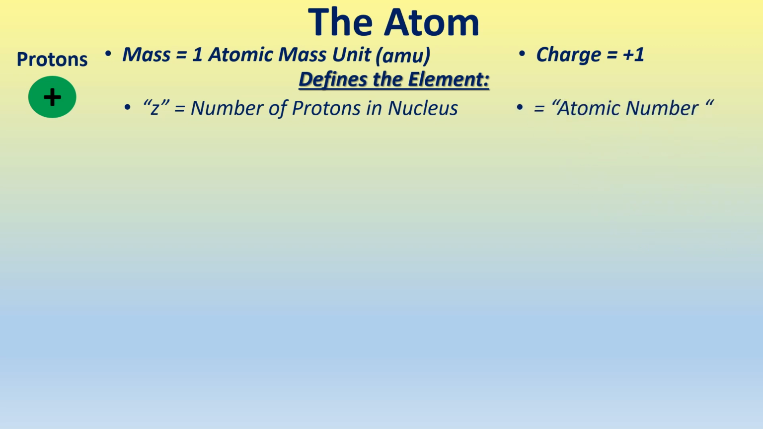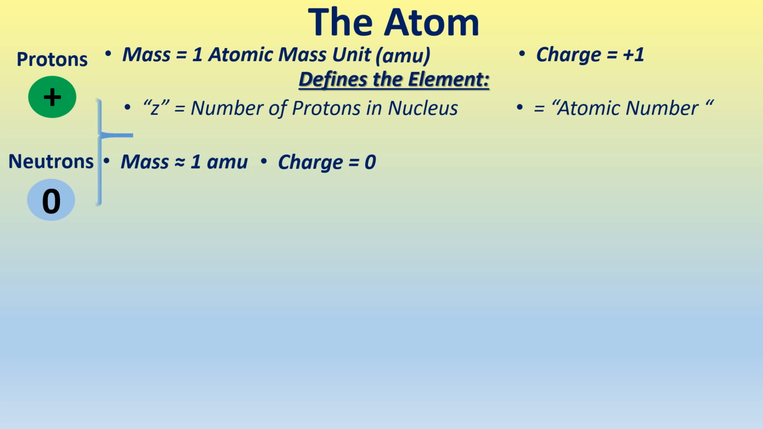The second fundamental particle is the neutron. A neutron is slightly heavier than a proton with a mass of approximately 1 AMU, and as the name implies, it has a charge of 0. Also, protons and neutrons make up the nucleus of the atom.